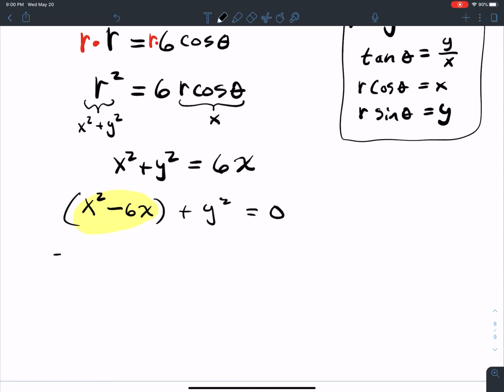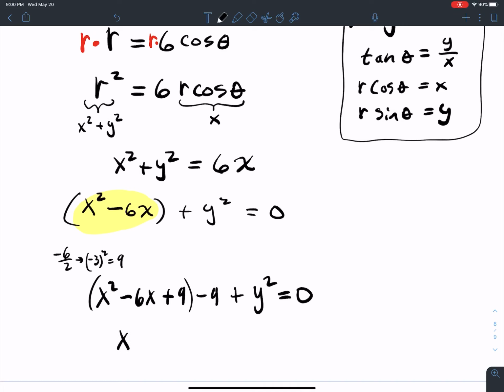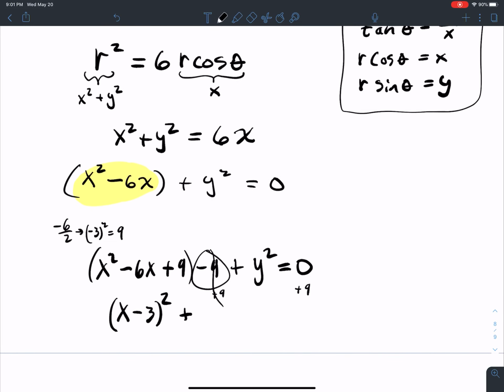To complete it, I halve negative 6 and get negative 3, and then I square it and get 9. So I do x squared minus 6x plus 9 minus 9 plus y squared equal to 0. This piece right here factors to x minus 3 squared. And this minus 9, I'm going to add to both sides. So that goes away, and I have y squared equals 9. This 9 is technically 3 squared.